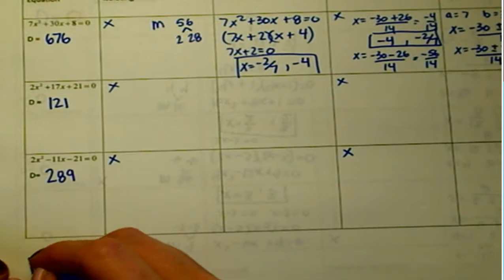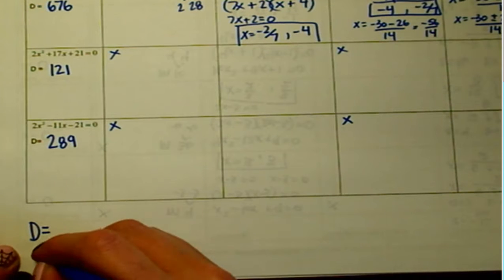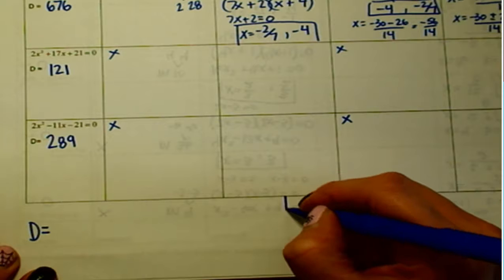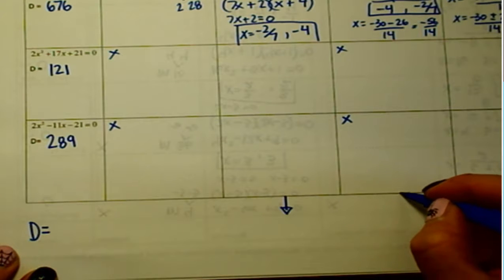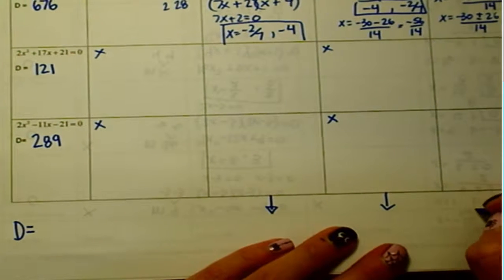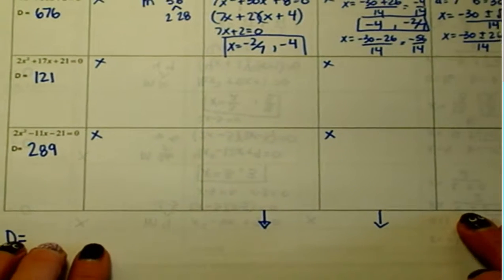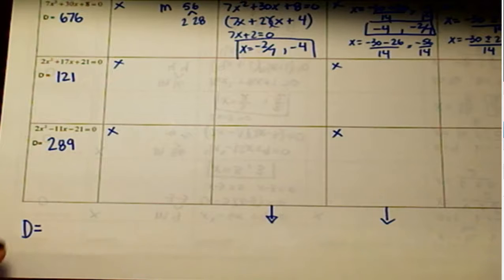All right, so the discriminant is something. What can you tell me about the factors? Okay. What can we say about the solutions? And that's what we will come back and write in after I check to make sure everyone's finished the other 2 rows.